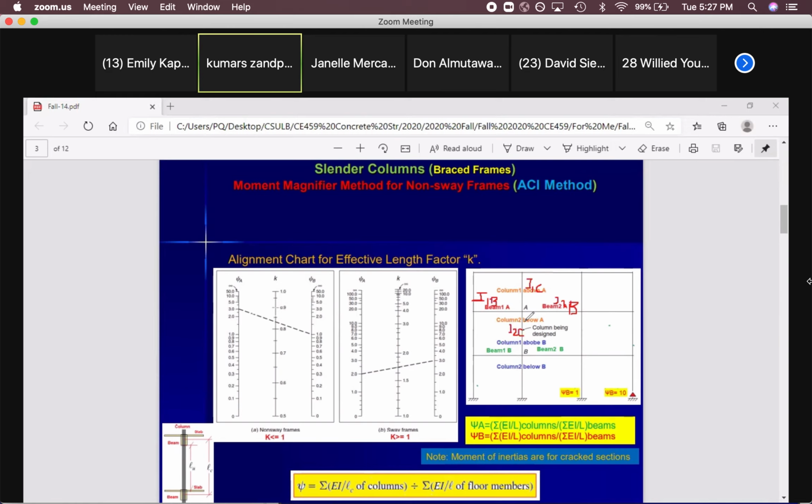So columns to this point divided by beams to this point, not column to that point divided by beams to this point. So it's wrong. So do it for A and B. It doesn't matter if you consider 3 here, 1 here, or 3 here, 1 on the other side, you will get the same answer. But it's better to always follow the instruction so you will not miss anything.